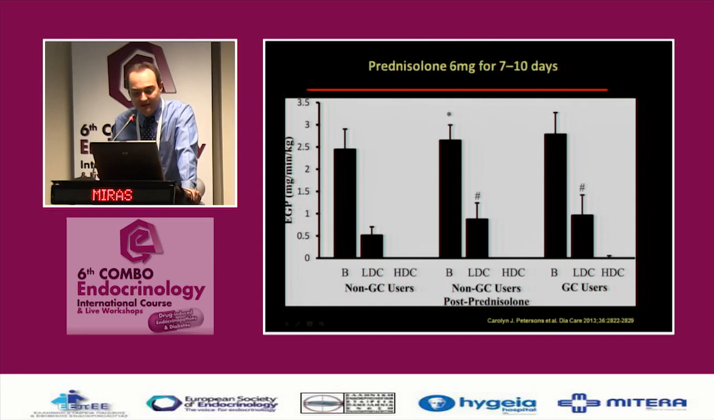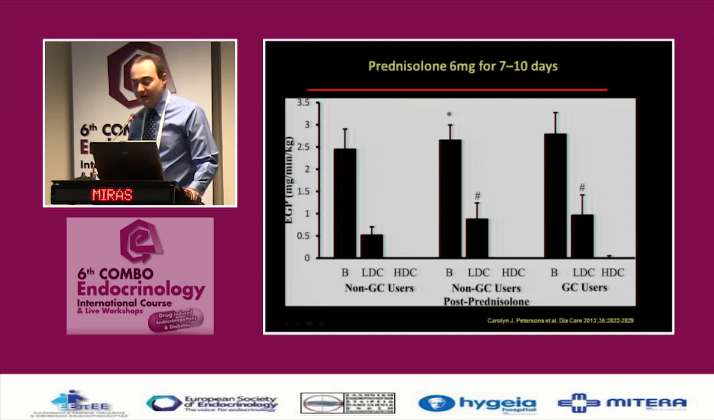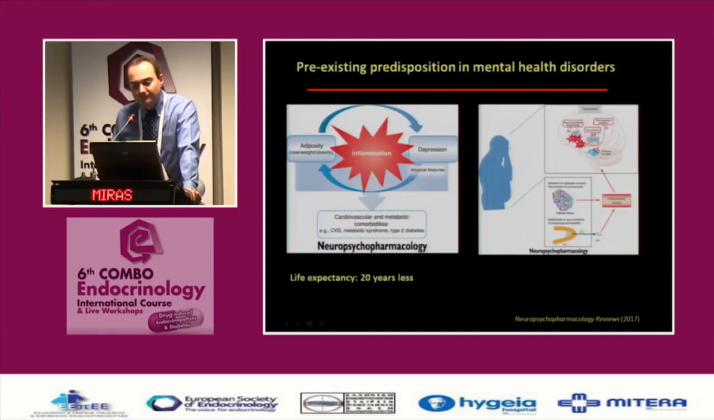And this is a clamp study. So EGP here stands for endogenous glucose production. So the higher the glucose production from the liver, obviously, the worse your insulin sensitivity. And here you're going to see that non-glucocorticoid users, post-prednisolone, you see the increase in the amount of glucose that the liver is pumping out into the circulation. The same happens if someone is on chronic use, so the effect is dose dependent. All right, so that's steroids.